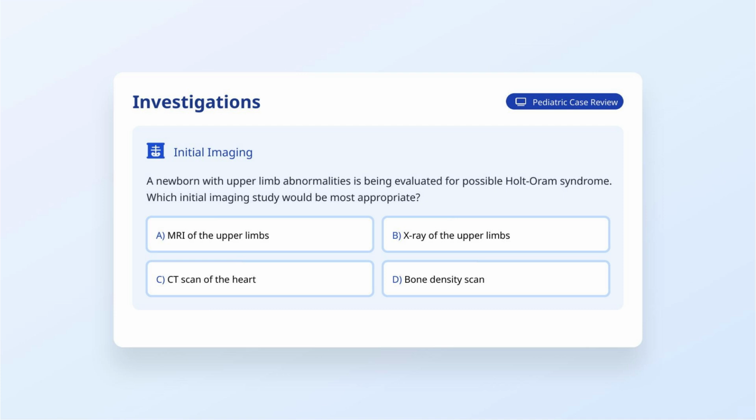A newborn with upper limb abnormalities is being evaluated for possible Holt Oram syndrome. Which initial imaging study would be most appropriate? A. MRI of the upper limbs. B. X-ray of the upper limbs.